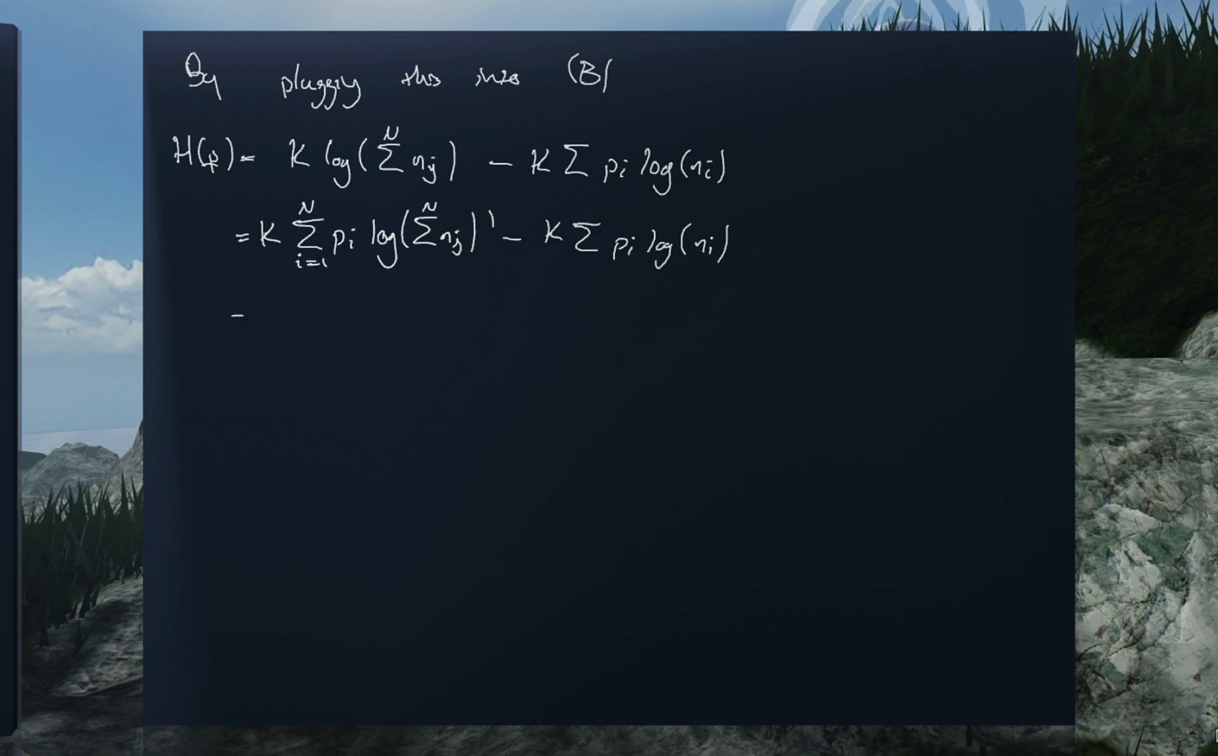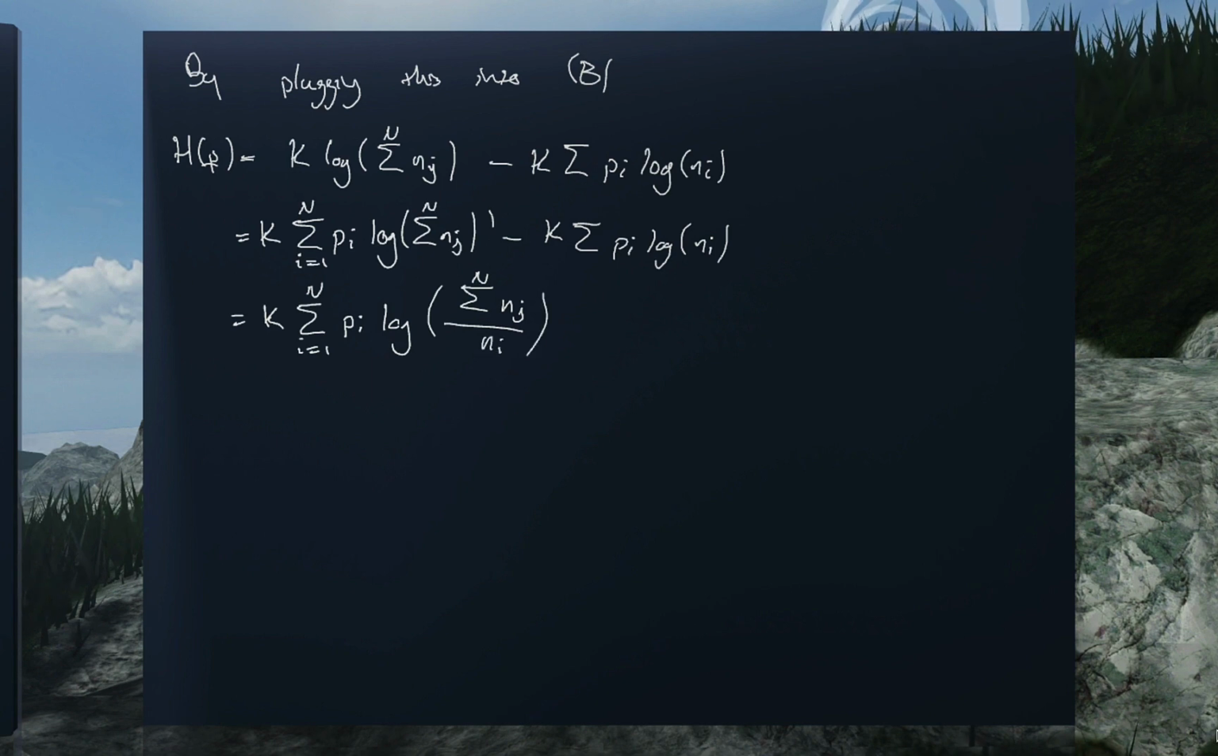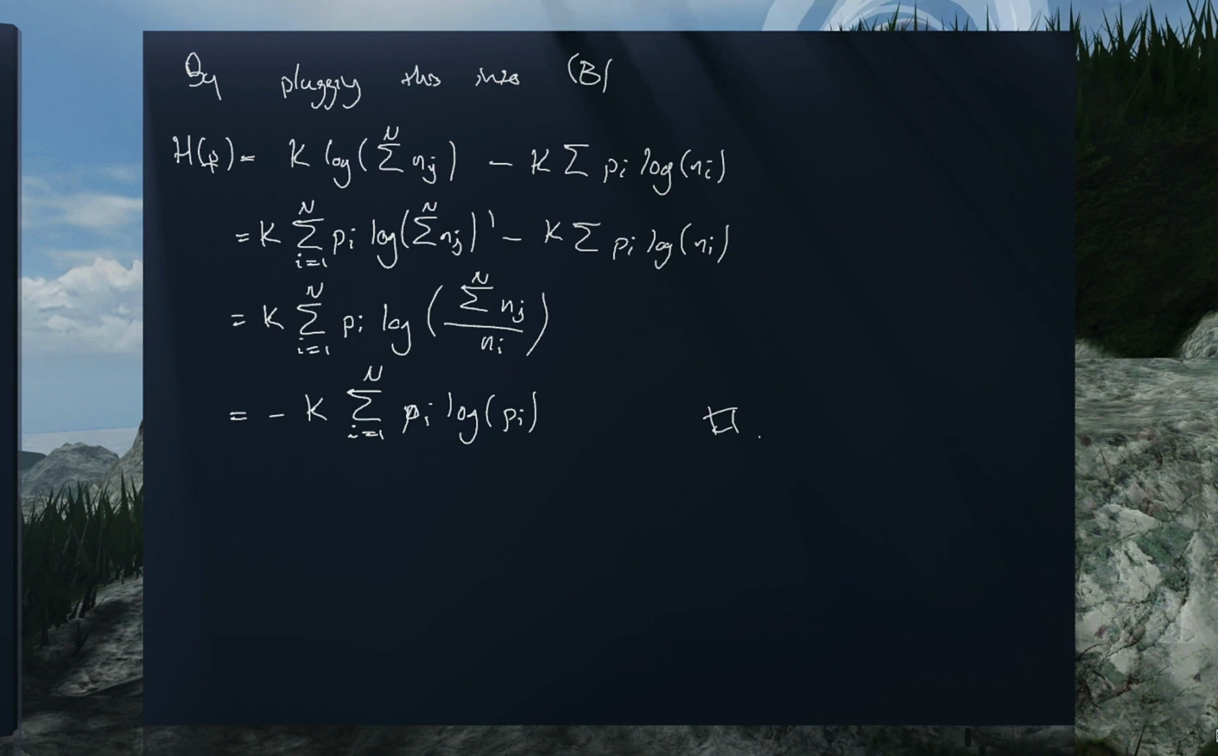Right. And then bringing everything together and using our log laws, we end up at something that looks like this. Cool. And then remembering how we defined the P_i and moving a negative sign outside, we get this. Oops, sorry, this should be a P. And this is also P_i. Cool. And this basically completes the proof.